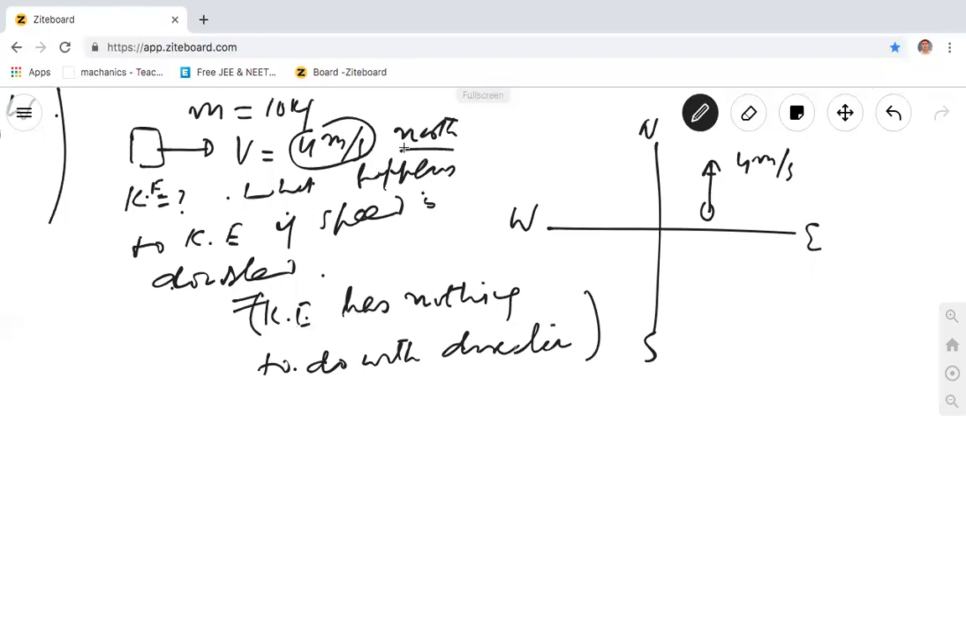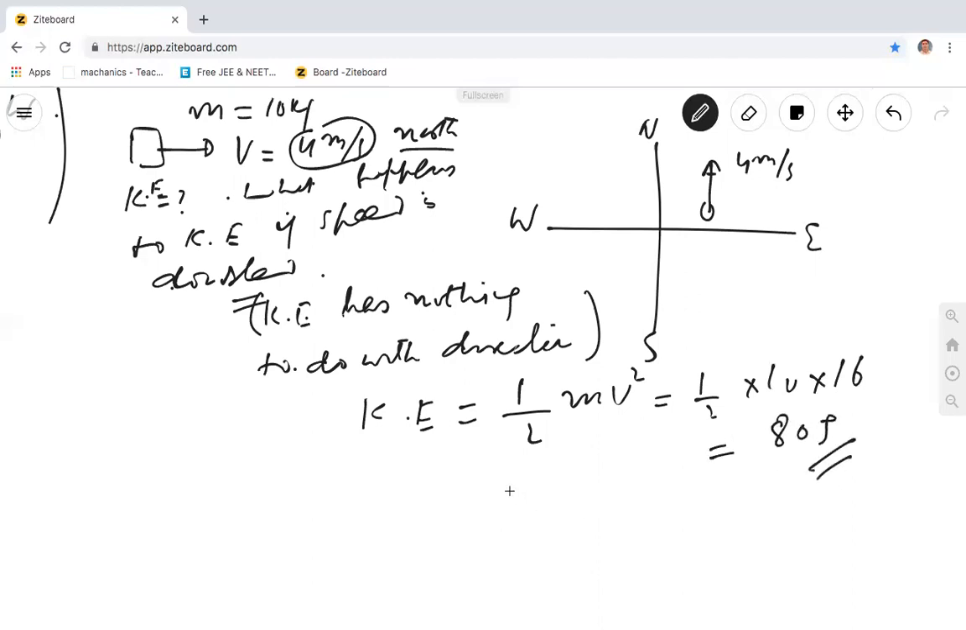Maybe he has mentioned this to confuse the student or to tempt him to make a mistake. Maybe it is north, maybe it is south, in any direction. Kinetic energy has no problem with that. Kinetic energy is 1 by 2 mv square. Square is always a scalar. So why bother about the direction? 1 by 2, it is 10, v square is 16, it is 80 joules. Answer. Then he says if speed is doubled.